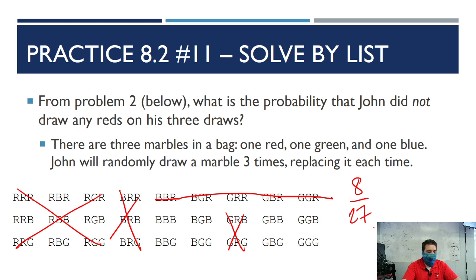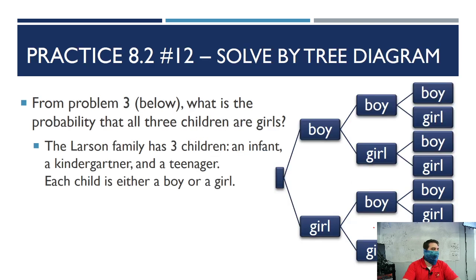Number 3 was 8. Speaking of number 3, from problem 3, off to the side, whoops, I wrote below and then I moved to the diagram. What is the probability that all 3 children, oh no, the problem is below, never mind. What is the probability that all 3 children are girls? Okay, so they have 3 children, infant, kindergartner, and a teenager. Each child is either a boy or a girl. All right, so real quick, let's rule this out. The whole top section can be ruled out because you start out with a boy. So, nope. That whole section of tree is gone.